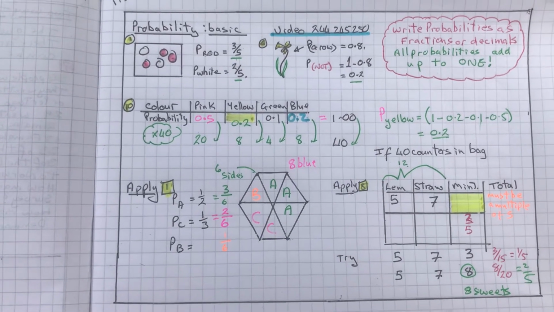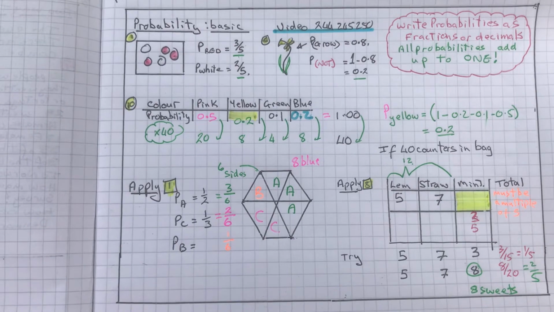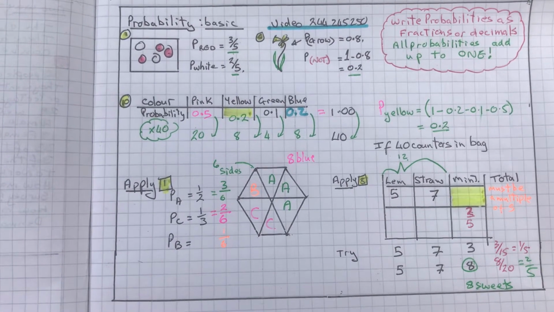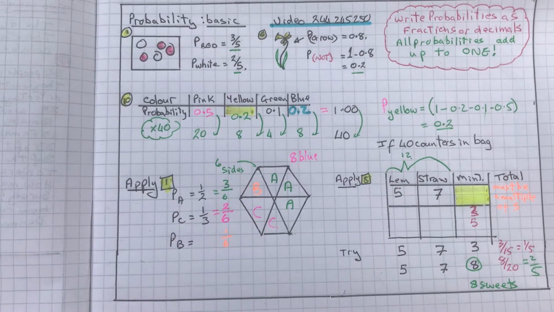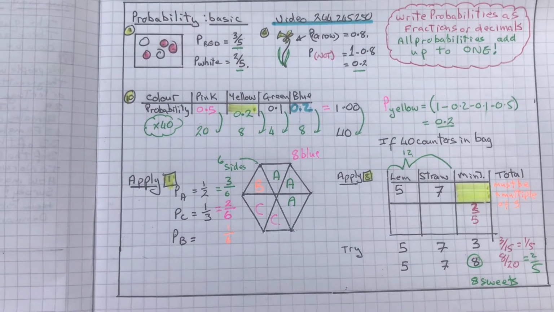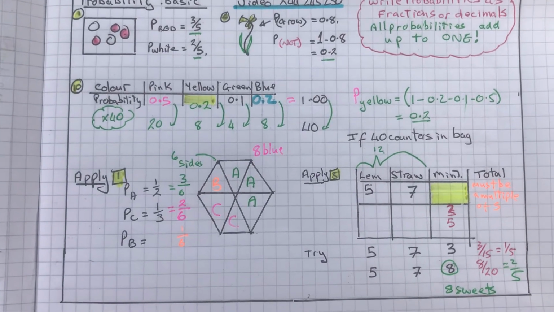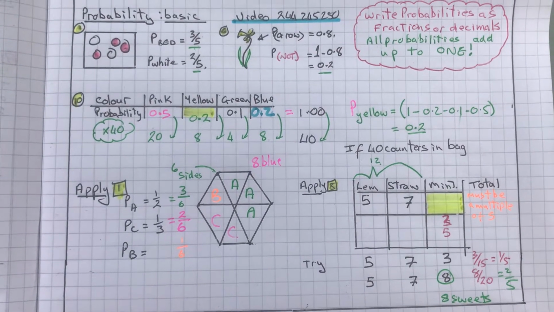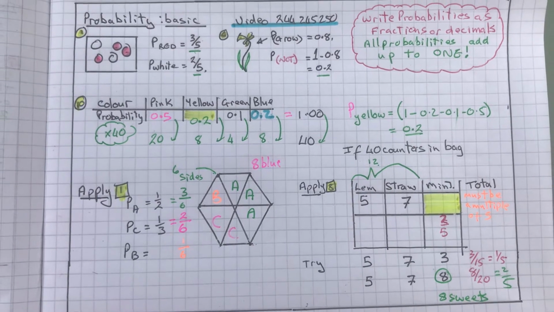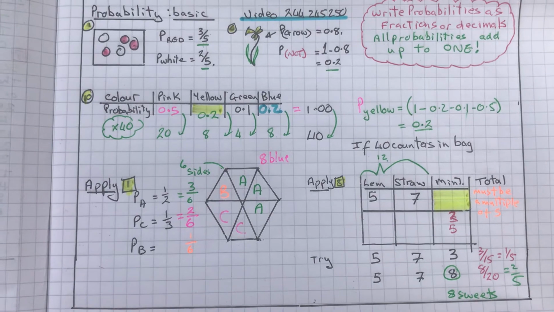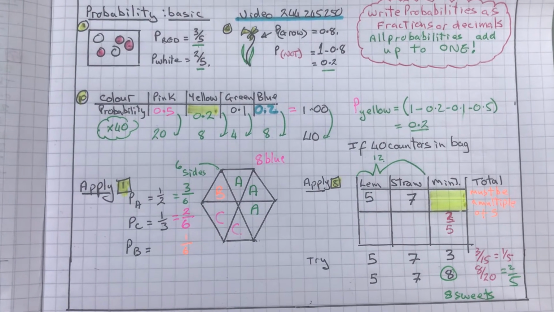For question 10, there's a table. It says there's pink, yellow, green and blue balls. The probability of getting a pink is 0.5, green is 0.1, blue is 0.2. What's the probability of getting a yellow? Well, again, all probabilities add up to 1. So if I take 0.5, 0.1 and 0.2 away from 1, the probability of a yellow is 0.2.